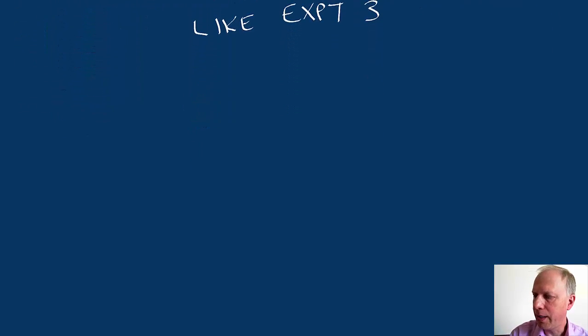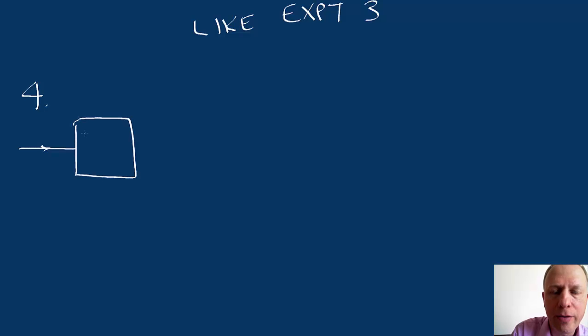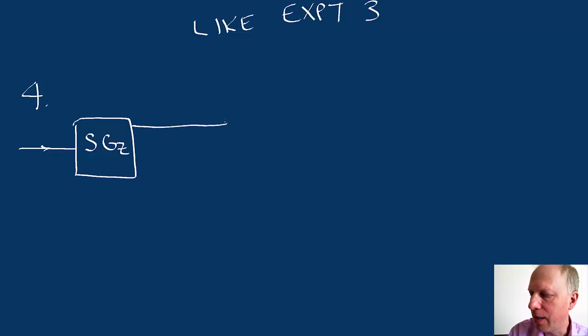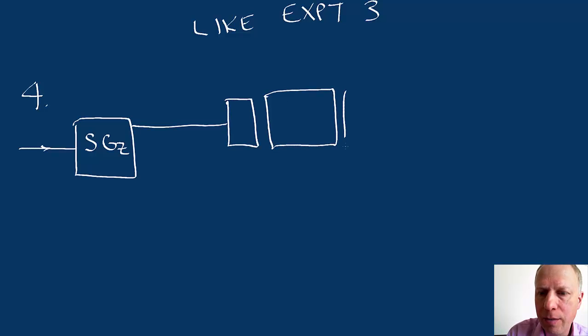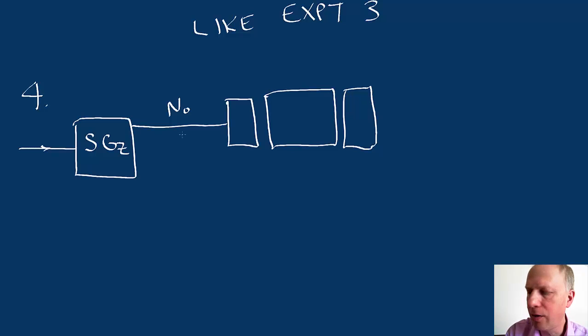But now we are ready for experiment number 4. Rather than blocking one of the beams in the modified SGX device, I'm going to not block either of the beams. So the N0 atoms that have Sz equals plus h bar over 2 will be split according to their Sx values and then recombined.